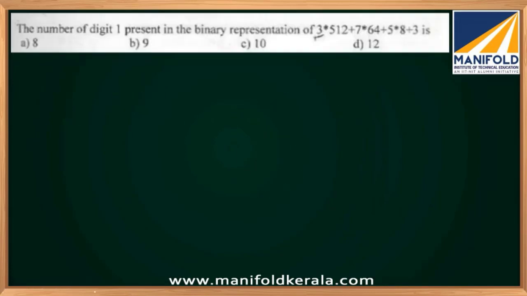Now this is a good question. This kind of question you should be careful about. The number of digit 1 present in the binary representation of 3 into 512 plus 7 into 64 plus 5 into 8 plus 3 is. The number of digit 1 present in the binary representation of this particular number. This was asked for, I think, Bihar or some sector. I don't remember exactly.